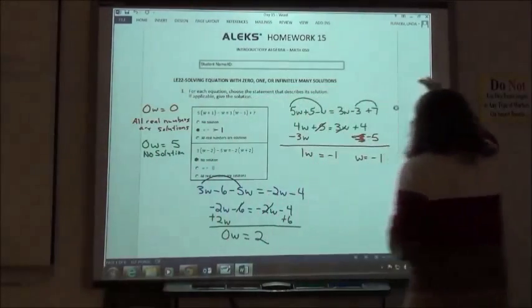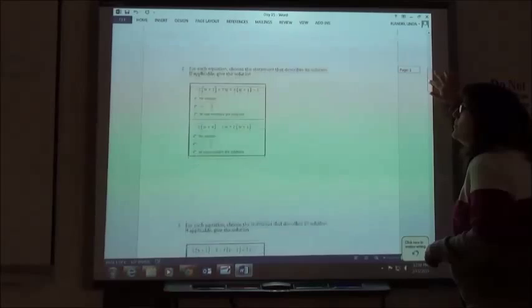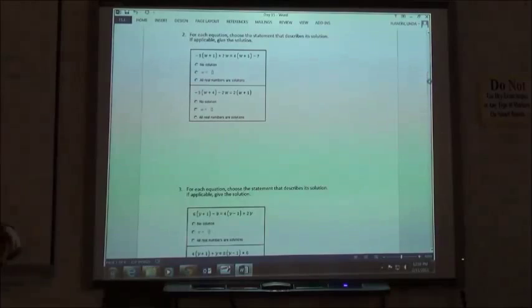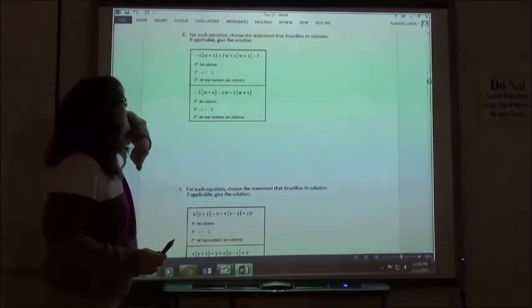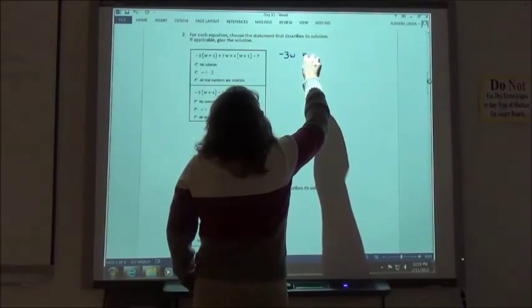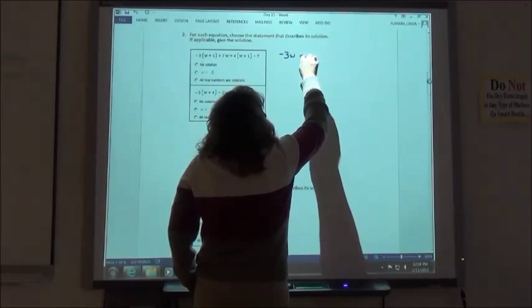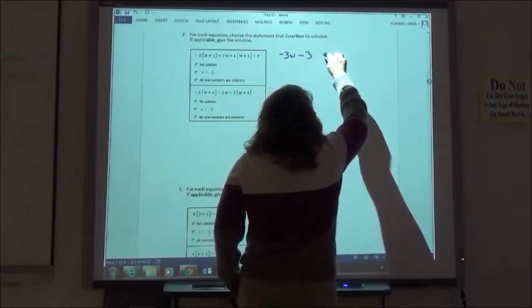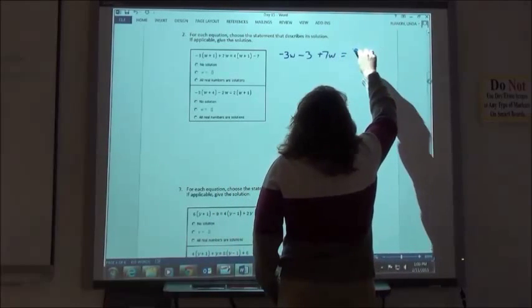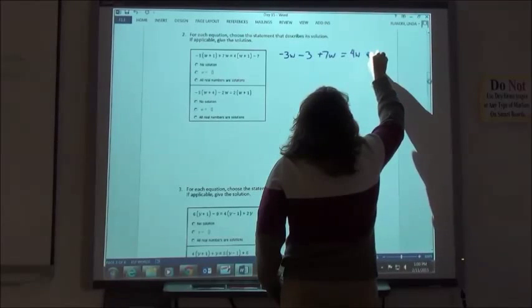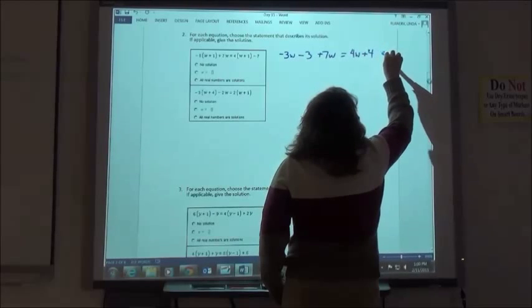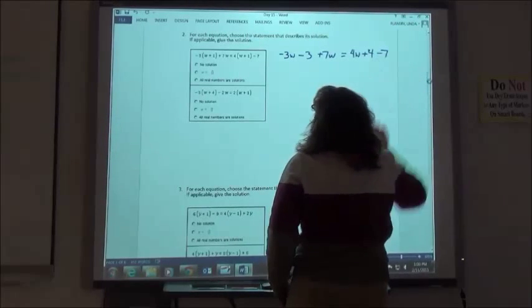All right. We're going to have 2 more of those for practice. Only we're going to actually have 4 because there's 2 on each one. So, getting rid of my parentheses on the top one, I would have negative 3W, negative 3 plus 7W equals 4W, 5 plus 5, plus what? Oh, 4. 4 minus 7.